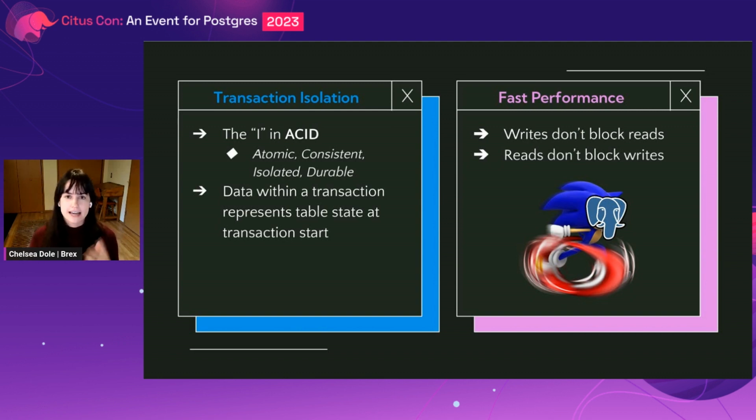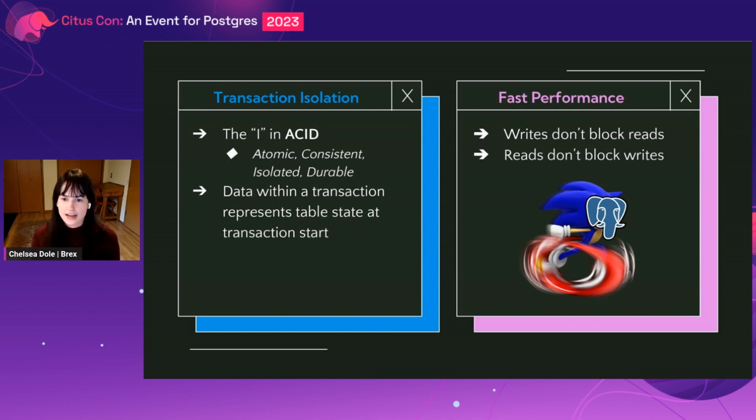Transaction isolation is the I in ACID. If you're familiar with that acronym, it stands for atomic, consistent, isolated, and durable. So transaction isolation is the I. This is what in computer science they refer to as the underlying functionality or definition of a database transaction. Overall, for us, this means that data within the transaction should represent table state when it starts, even if things change over the course of a longer transaction.